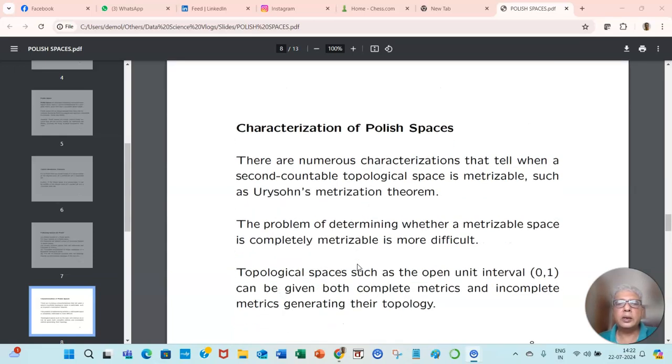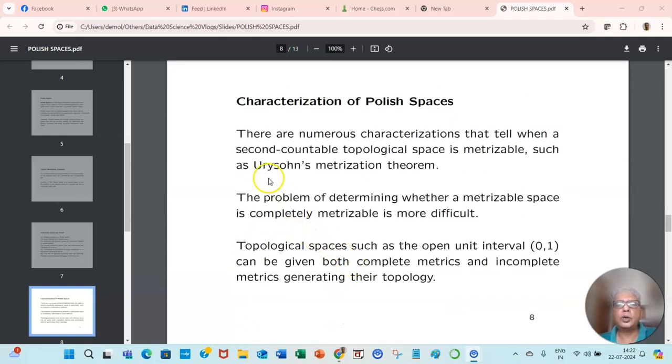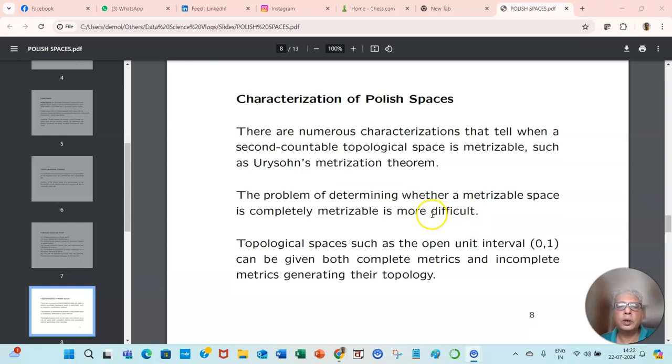Now some characterization. There is Urysohn's metrization theorem that talks about the characterization of Polish spaces. The problem of determining whether a metrizable space is completely metrizable, whether it is complete or not, is quite difficult. So I talked about the open interval 0 to 1, which is not complete, but it's a difficult task to decide whether a space is complete or not.